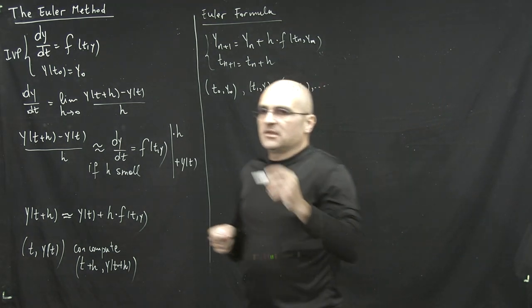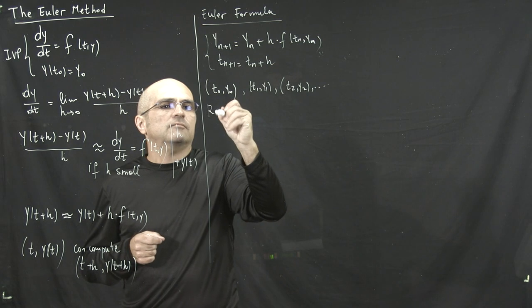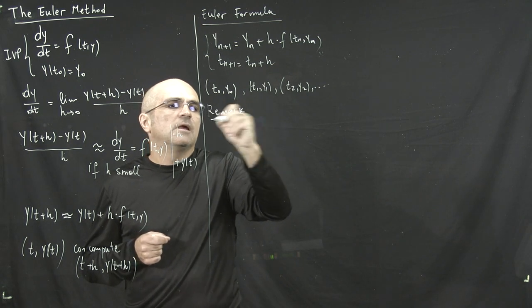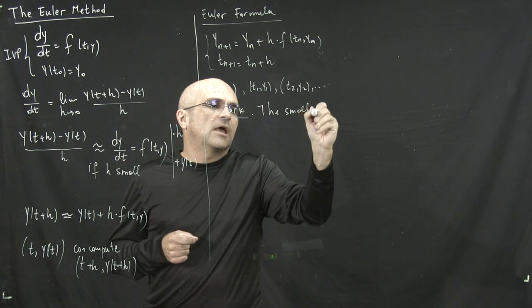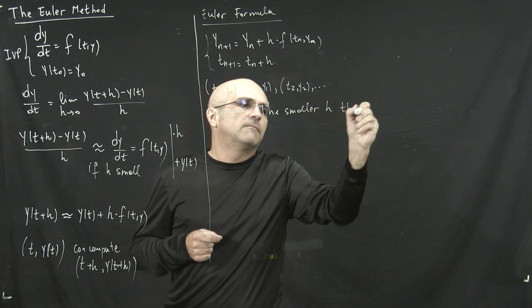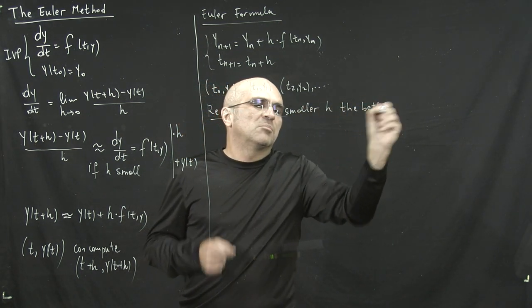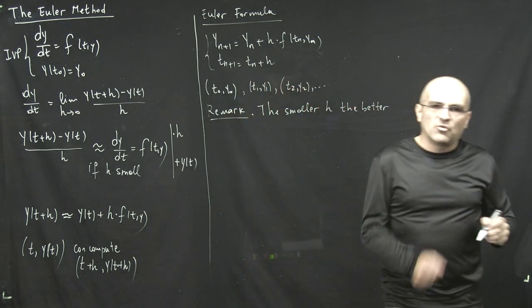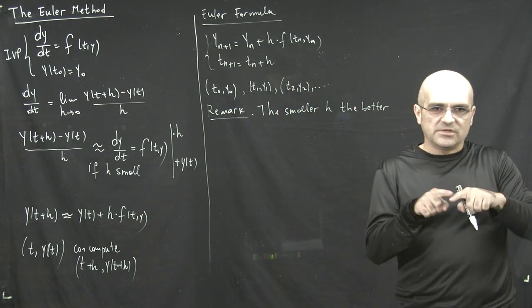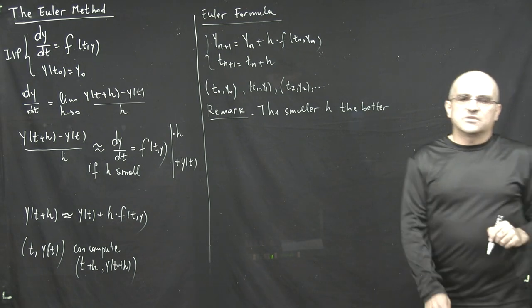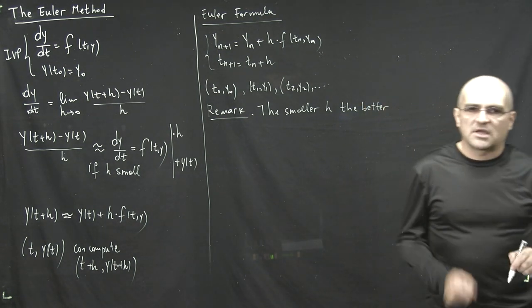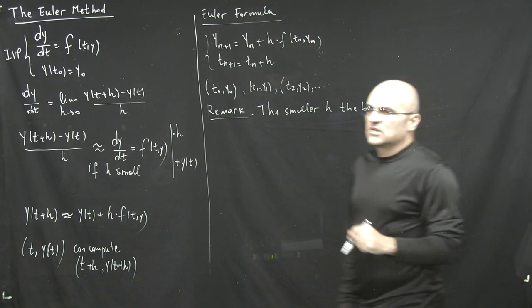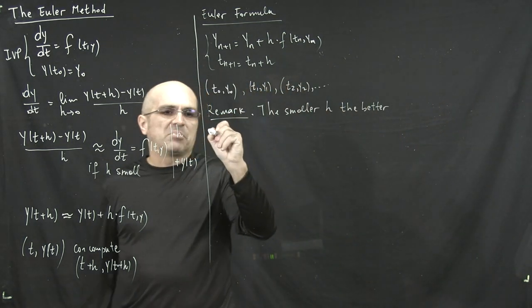In fact, let's write here as a remark: the smaller h the better. But of course the drawback is that if h is small, then you have to generate lots of points to fill in the solution over a certain domain. Obviously most of the time the computer will do that for you. So let's go on with an example.